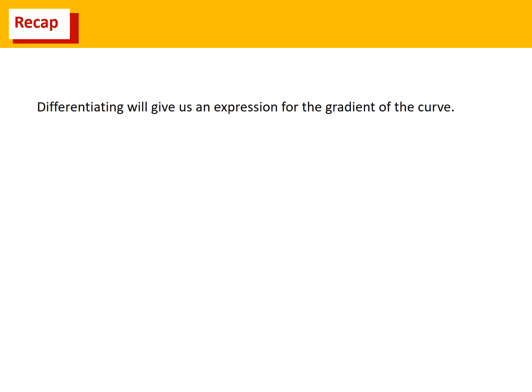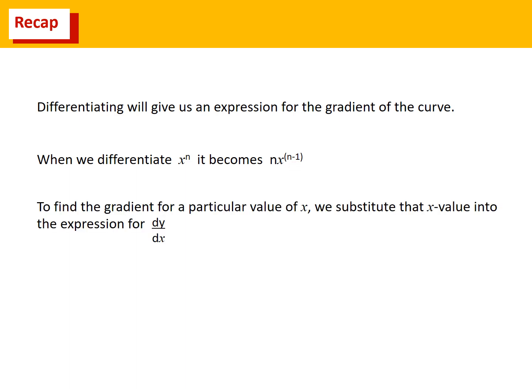Here's a recap then of the main points. Differentiating gives us an expression for the gradient of a curve. When we differentiate a power of x, x to the power of n, we bring the power down n to the front, and then we reduce the power of x by 1, so that would leave us with a power of n minus 1 in this case. To find the gradient for a particular value of x, we substitute that particular value of x into the expression we have for dy by dx.